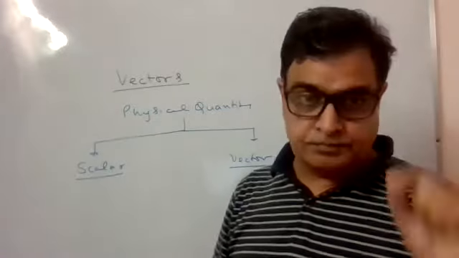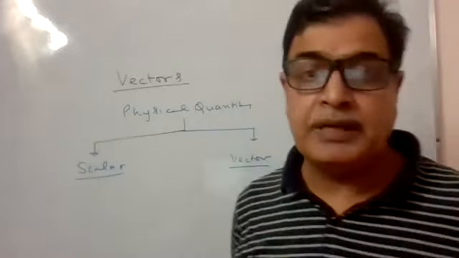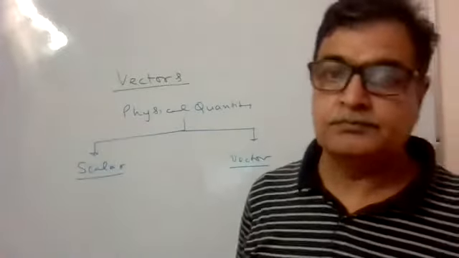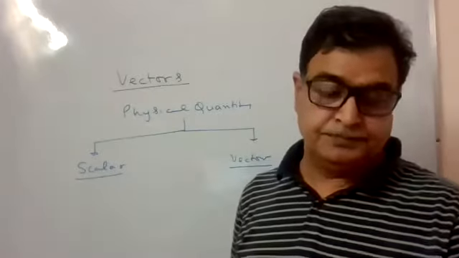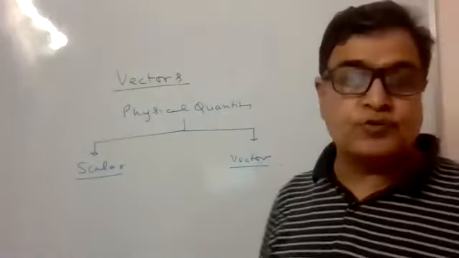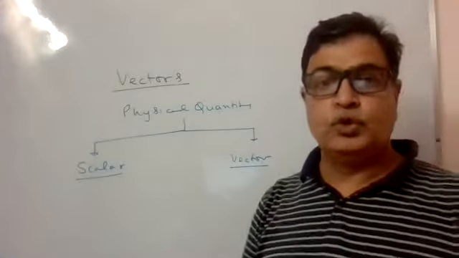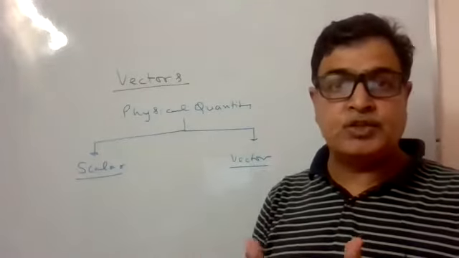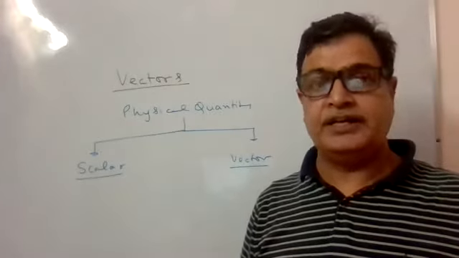So write down, what is a scalar quantity? Those physical quantities which are completely expressed by their magnitude. Then we have another quantity, the vector quantity. Those physical quantities which are completely expressed by their magnitude and direction.